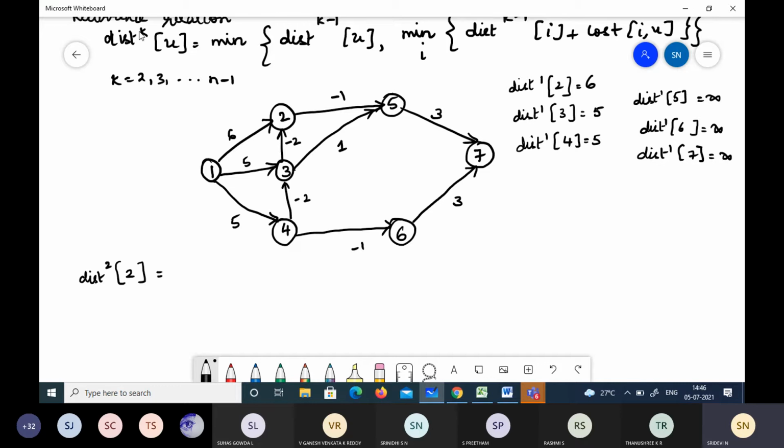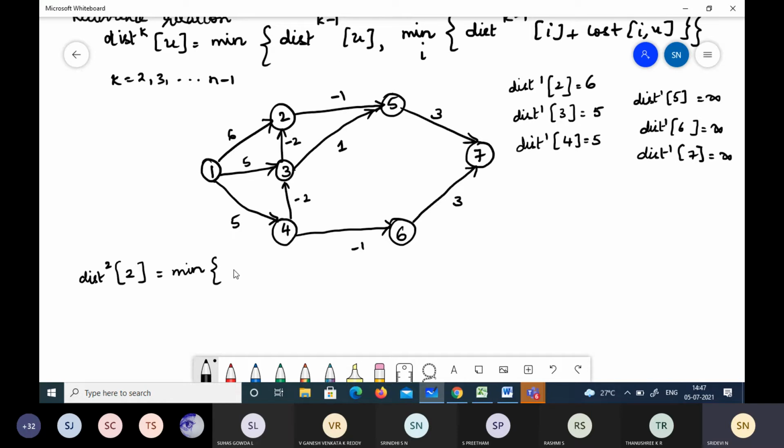See here, k varies from 2 to n minus 1. So I am keeping k as 2, which means that I am placing two edges and I am trying to find out whether I can have a shortest path when I keep two edges compared to keeping one edge. So one edge, we know, has a cost of 6. I am trying whether by placing two edges I can find a smaller distance. So what is the formula I have? Minimum. Okay, so this is the formula.